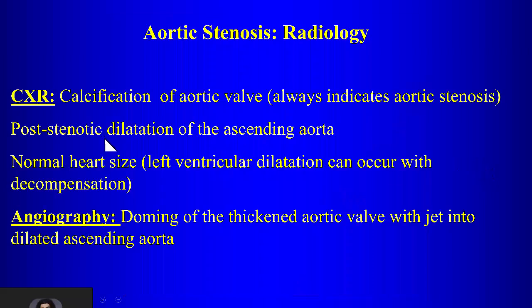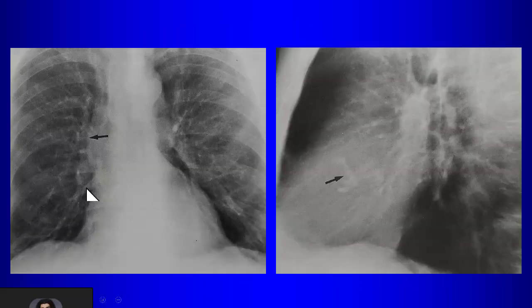So what do we look for? Dilatation of the ascending aorta on the chest x-ray, calcification of the aortic valve. If we see calcification of the aortic valve on the plain film, it always means aortic valvular stenosis. Usually the left ventricle is normal in size until you get decompensation. Of course, there will be thickening of the myocardium, but you can't tell that on the plain film. On angiography, you might see thickened doming of the aortic valve. So aortic valve calcification, if we see it on the plain film, always means aortic valvular stenosis.